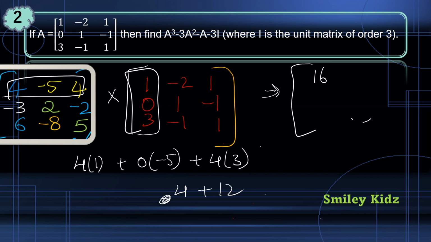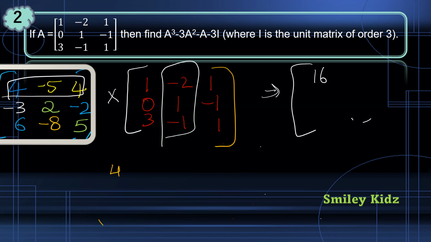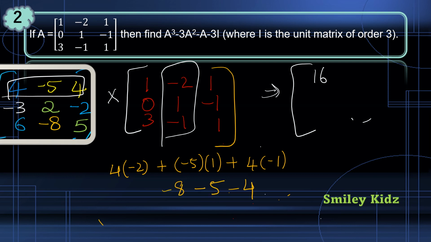Let's write down 16 over here. Now with the second column, that will be 4 into minus 2 plus minus 5 into 1 plus 4 into minus 1. That is minus 8 minus 5 minus 4. What is this equal to? Minus 8 minus 9, and that will be equal to minus 17. So here let's write down minus 17.